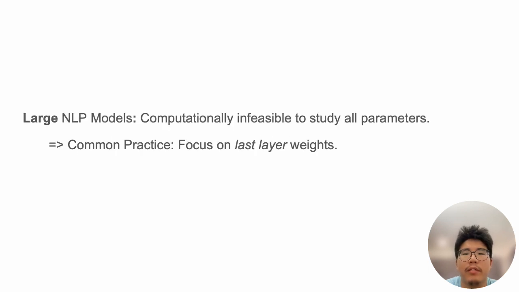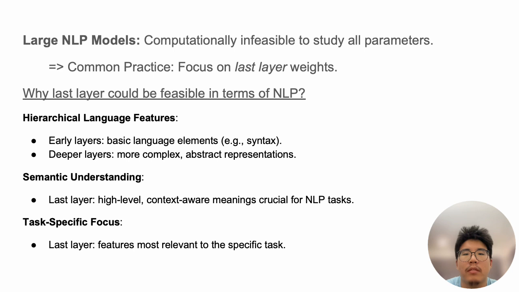So as introduced earlier, given the immense size and the complexity of these models, it's computationally infeasible to analyze all their parameters for such a large model, and therefore a very common practice is to only study the last layer weights. So the question is, why could the last layer be feasible? In terms of NLP, a lot of previous works show that NLP models process language hierarchically, with early layers handling the basic elements like syntax, and the deeper layers building more abstract and context-aware representations. The final layer focuses on the features more critical to the specific task and ensures the precise and relevant output for a given downstream task.